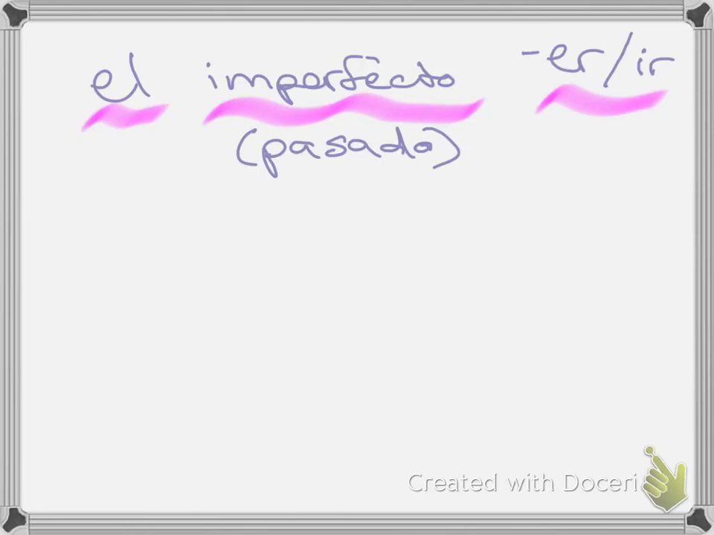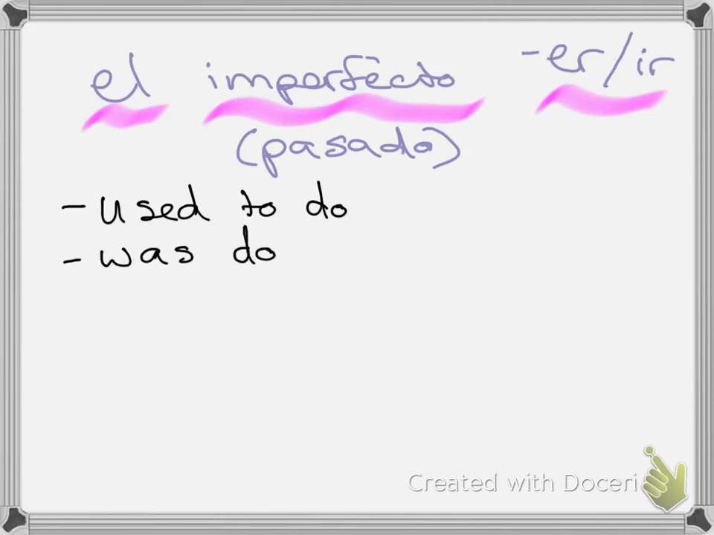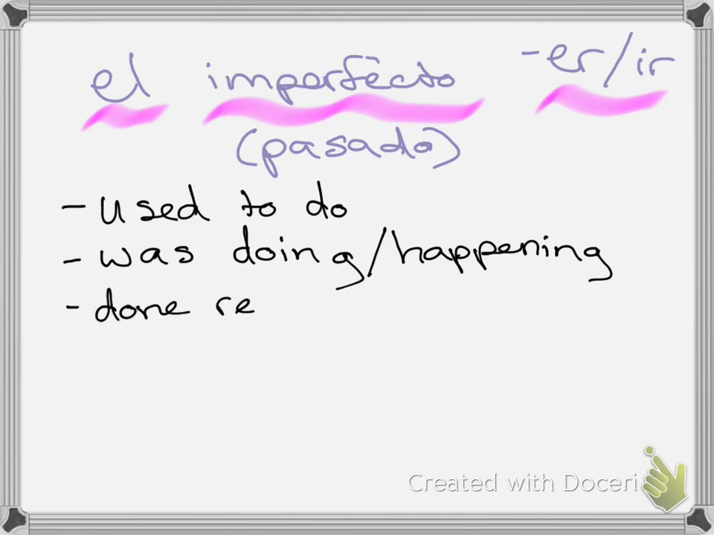So in this one, we're going to talk about el imperfecto, and the imperfecto translates as something that you used to do, something somebody was doing, or something that was happening when something else interrupted it, or also something that was done repeatedly or habitually. Like, we always used to hang out, okay? I don't know if I'm spelling this correctly, but you get the idea, repeatedly or habitually, okay?